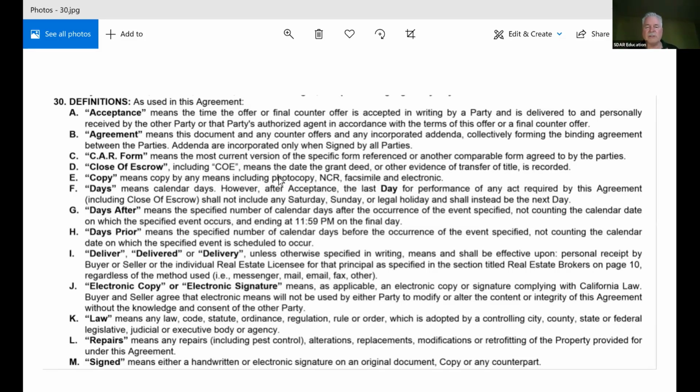So close of escrow, don't say COE, means the date the grant deed or other evidence of transfer of title is recorded. So you and I here in California, we use the word close of escrow. In Virginia, we use the word settlement. In the legal field, we say transfer of title from seller to buyer. And that is the true part about it. So for example, last night we closed a transaction, it closed special. Special is really normal, right?